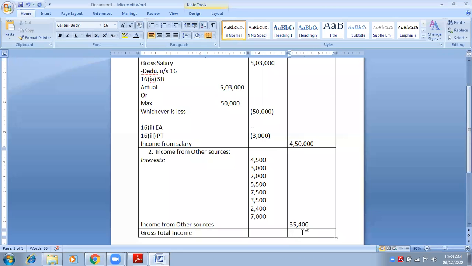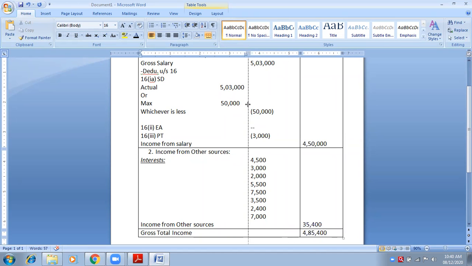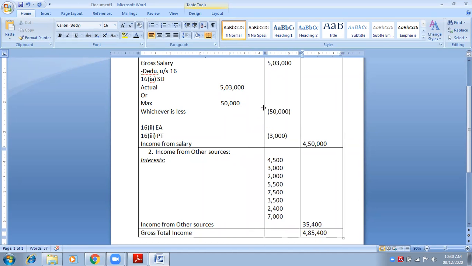So 4,50,000 plus 35,400. Tell me what should be the answer? Sorry, no. 4 lakhs 85,400, no? Yes, 4 lakhs 85,400 would be your gross total income. 4 lakhs 85,400 is your gross total income. Is it clear, everybody?